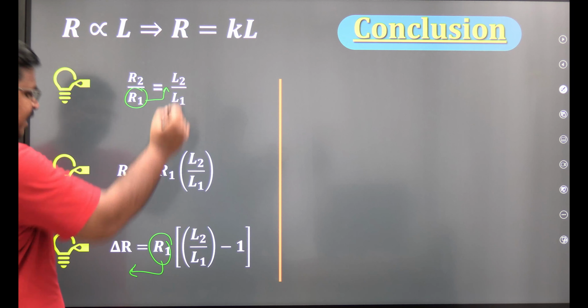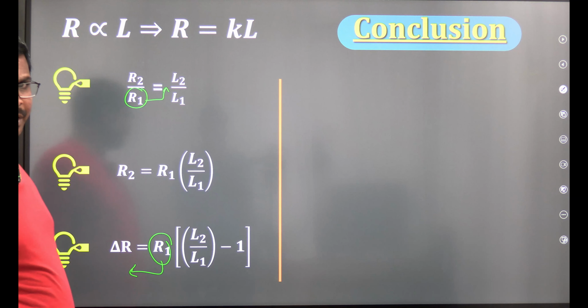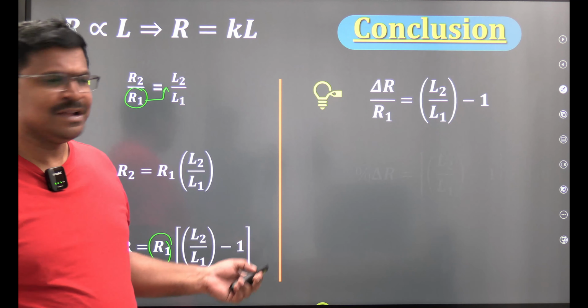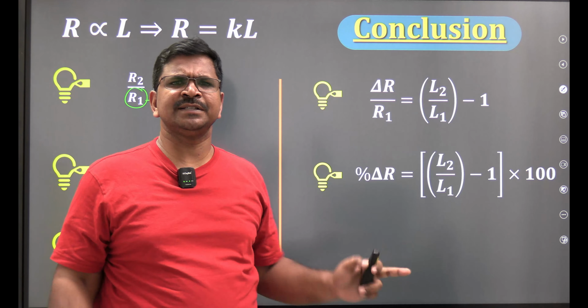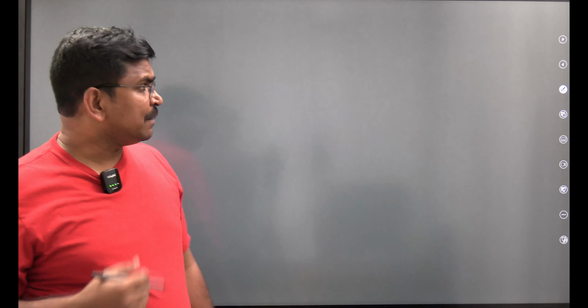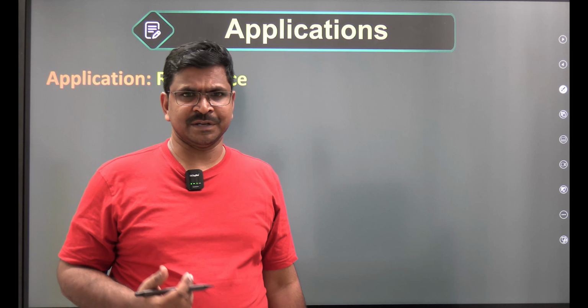In the first case R1 is taken to the right hand side, and from the third onwards R1 is taken to the left hand side. So you will be getting delta R by R1 equal to L2 by L1 minus 1. And finally, percentage change: just take the fractional change into 100, that is the percentage change. Okay, I hope you understand. Let me give you a practical question which was asked in the previous examination.